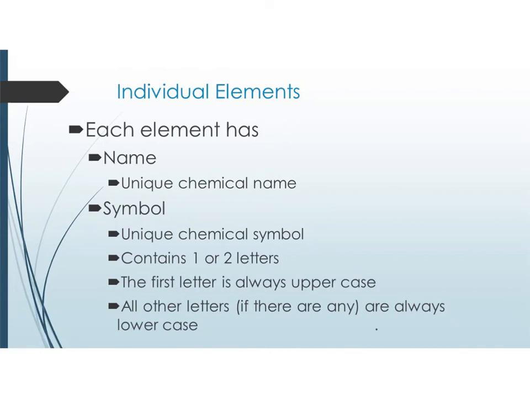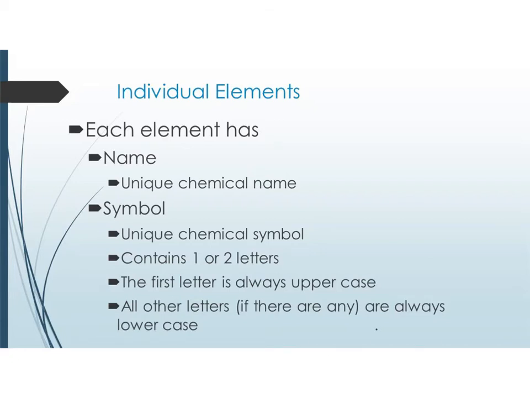Every single element has its own name that's unique to itself. We call it the chemical name. That's the official word. Every element has its own symbol that's unique to it, and we call that the chemical symbol. That's the official name for it. All symbols contain either one or two letters. Don't fight me on that. I'll explain a little bit later. But all symbols contain one or two letters. The first letter is always uppercase, capital letter. If there are any other letters that follow that first one, they are always lowercase. Don't ever get those wrong, because you're not speaking correctly. It's gibberish, and I will count it wrong on a quiz or a test.